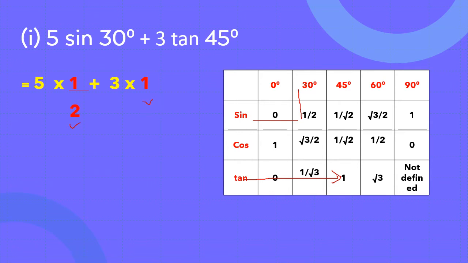Now once we get this, we are supposed to solve it further. So 5 into half. 5 into 1 is going to be 5 upon 2, and 3 into 1 will be 3. So 5 upon 2 plus 3. Now if you look here, one is a fraction and another one is a natural number. So how do you add these numbers? You can't add 5 plus 3 which will give you 8.